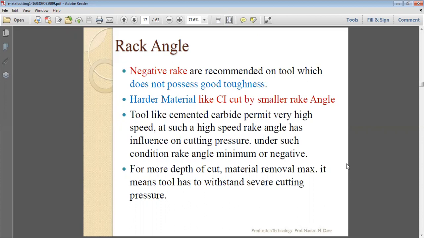For more depth of cut, that is more material removal, the tool has to withstand high cutting pressure. If we increase the depth of cut, the pressure consequently increases. So we prefer a negative or minimum rake angle for this case.